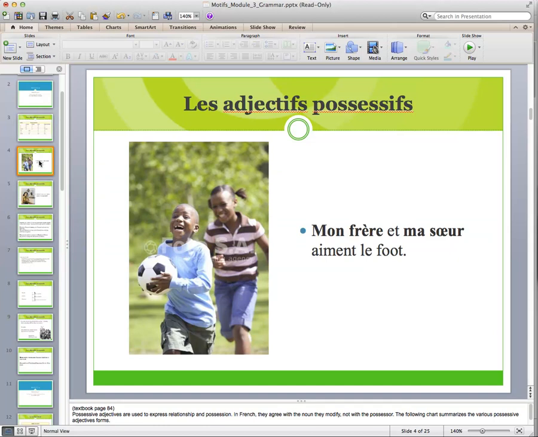Mon frère et ma sœur aiment le foot. My brother and my sister like soccer. Because brother is masculine, I've used the possessive adjective mon. Because sister is feminine, I've used the possessive adjective ma. My brother, masculine singular, and my sister, feminine singular, like soccer.